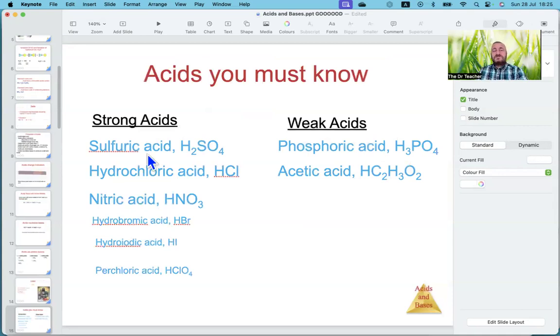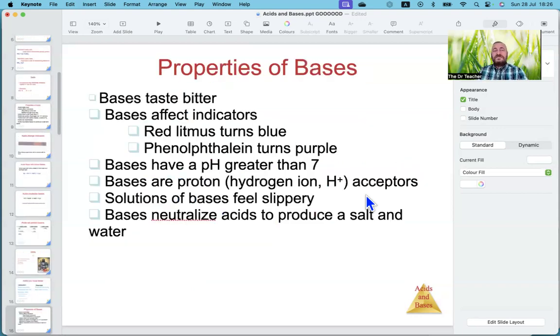Acids, you must know, strong acids like sulfuric acid, hydrochloric acid, nitric acid, and also hydrobromic acid, HBr, hydroiodic acid, HI, and perchloric acid, HClO4. Whereas the weak acids, you have phosphoric acid and acetic acid, CH3COOH.